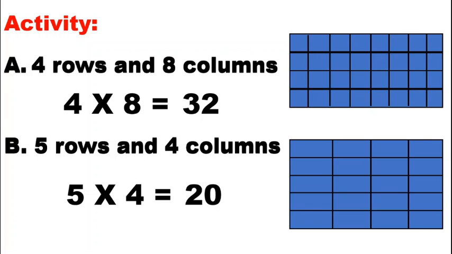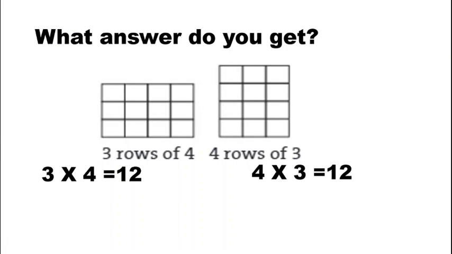So this arrangement of rows and columns is what we call an array. So let's try the following. What answer do you get if we multiply 2 rows of 4 and 4 rows of 3? Very good. As you can see on the screen, we have 3 times 4 is equal to 12. 4 times 3 is equal to 12.